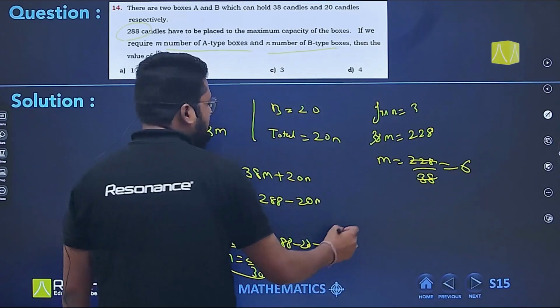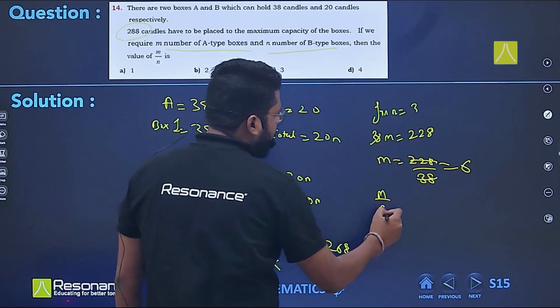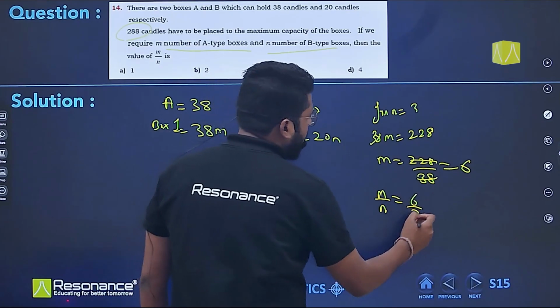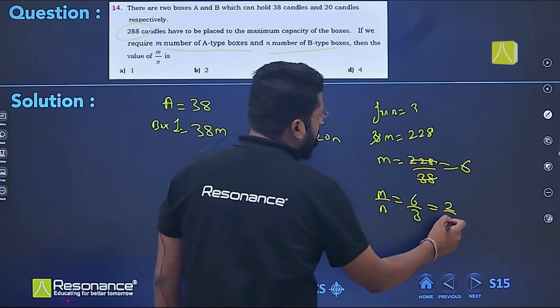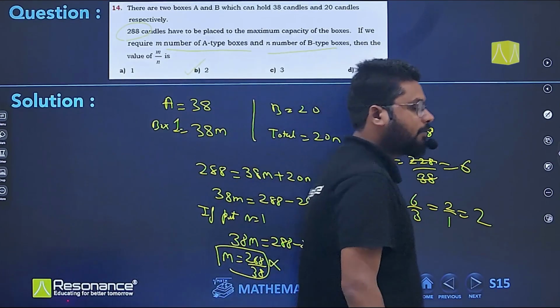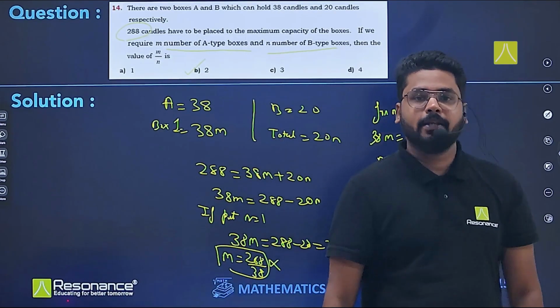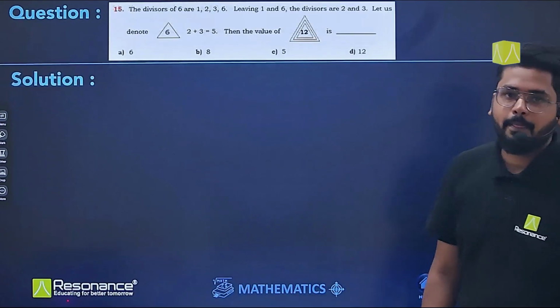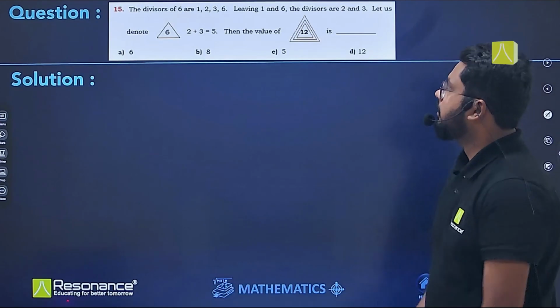So m by n will be 6 by 3, or 2 by 1, or we can say that directly 2. So the value of m by n will be directly 2. Okay. Question number 15 now.